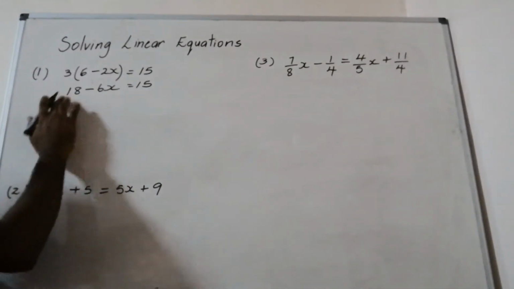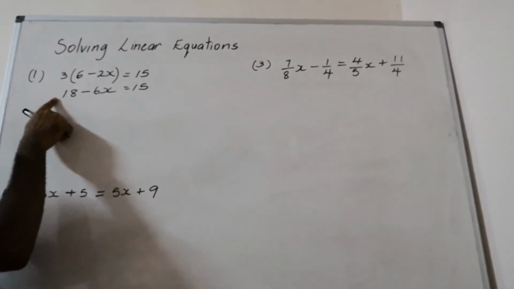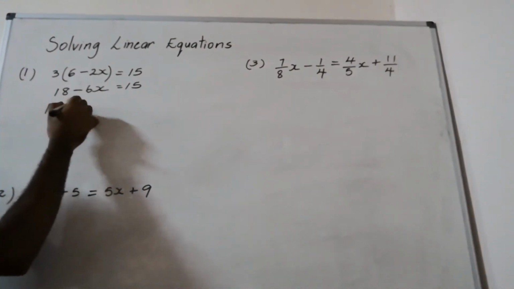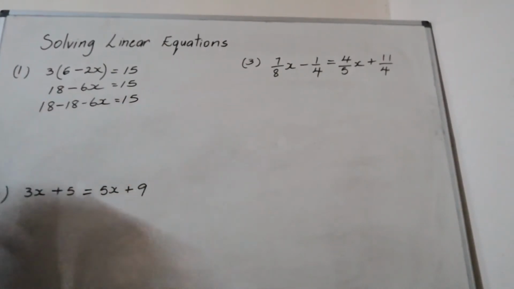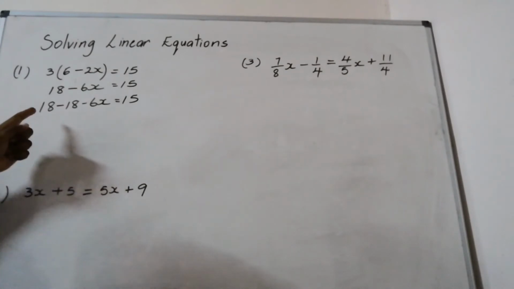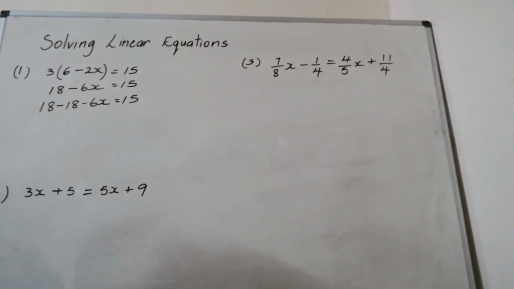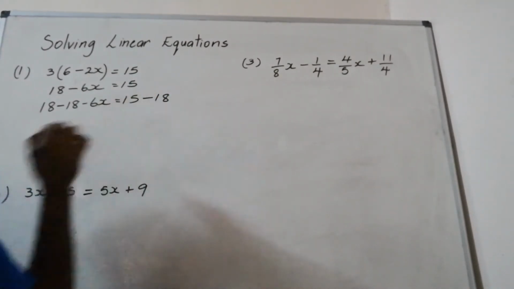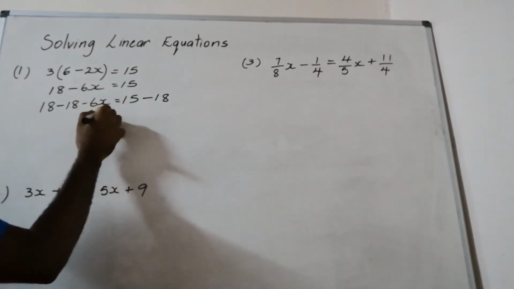So the first thing we do, we need to get rid of our 18. Notice the 18 is positive. So to get rid of this 18, we have to do the opposite. So 18 minus 18 take 6x is equal to 50. And whatever is done on this side, we must do on the other side. Since we are subtracting, we need to subtract on the other side too. So 18 from 18 will give us 0. That leaves us with minus 6x remaining.